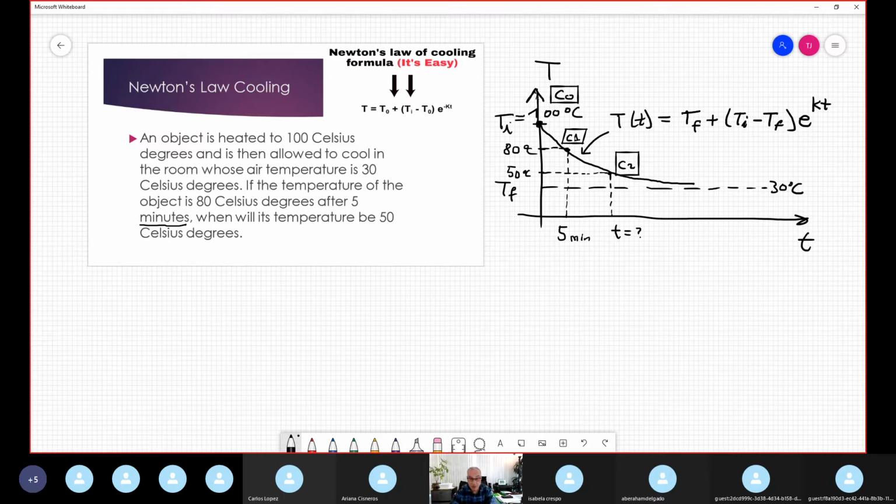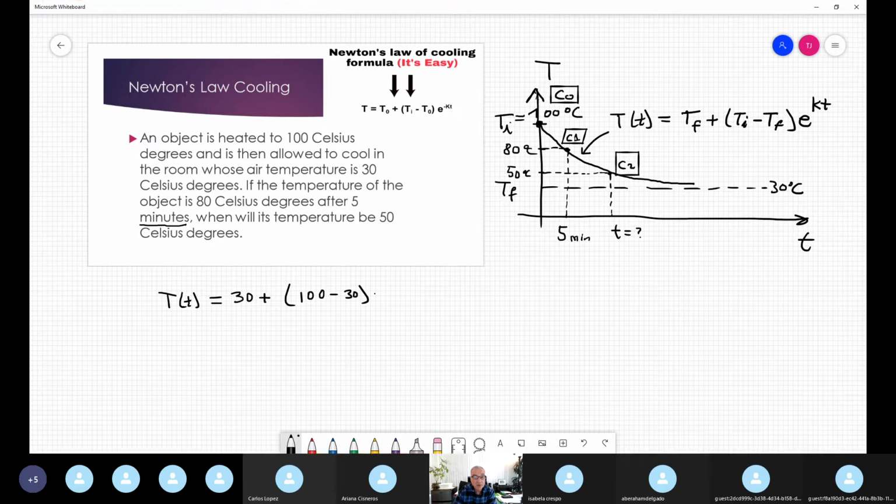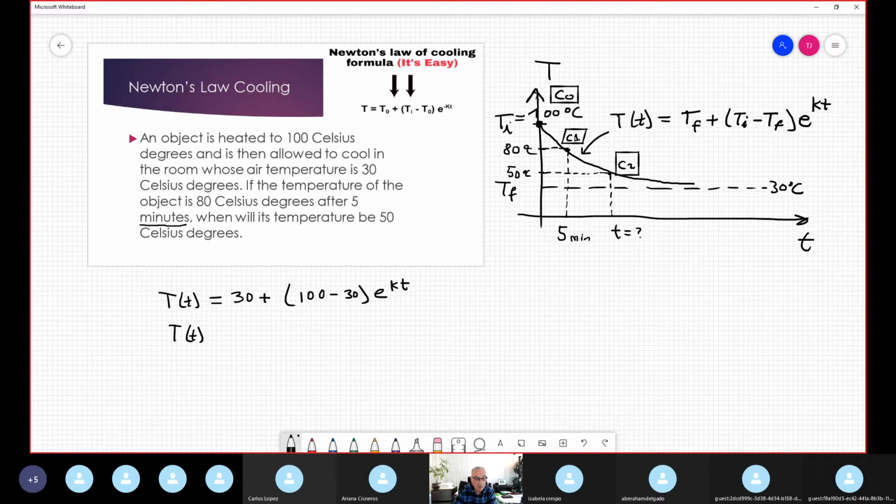Okay, so this is my formula. My formula is temperature at any time is equal to 30, just the final temperature, 30, plus 100 minus 30, e to the kt. And my specific formula is 30 plus 70 e to the kt. Okay, more clear, huh? Okay.